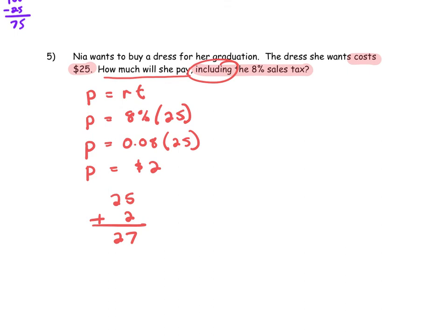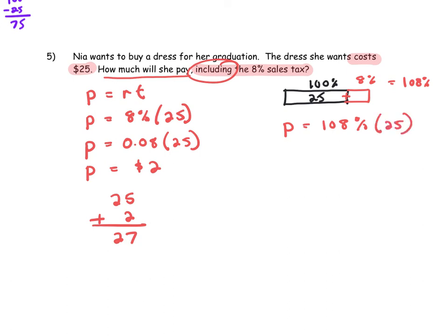The next way is to build a tape diagram and model this. Here's 100%. The cost of the dress, which is $25, we know that amount, and then we're going to include the sales tax. So we're going to add 8% onto this, which gives us 108%. So we could use this equation to go directly to the total, including the sales tax. So 108% times 25. So we're going to pay $1.08 based on every dollar that the dress costs.